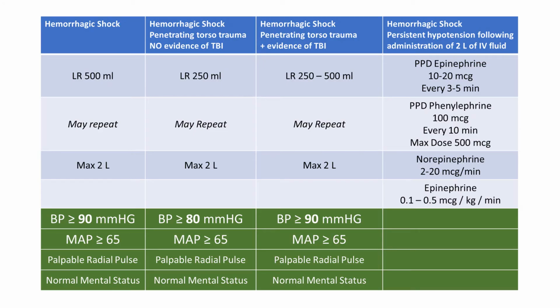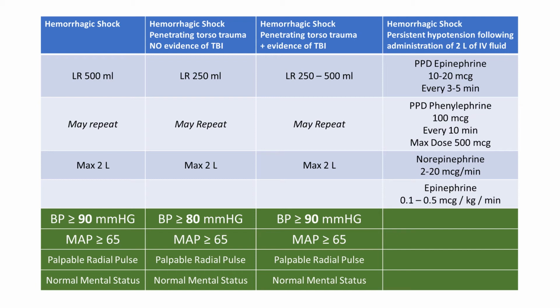This is an excerpt from Rhode Island Statewide Emergency Medical Services Protocol 2.21, Adult Hemorrhagic Shock. In treating hemorrhagic shock, you may deliver lactated Ringer's 500 milliliters and repeat that to a maximum of 2 liters. Bring the systolic blood pressure to greater than or equal to 90 millimeters of mercury and a MAP greater than or equal to 65. Return of palpable radial pulse or return to normal mental status.